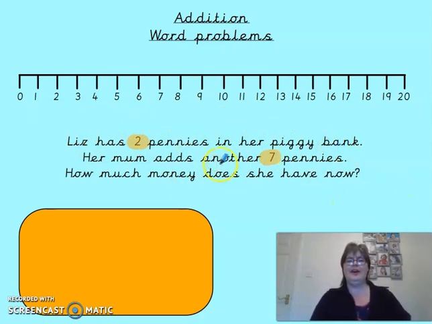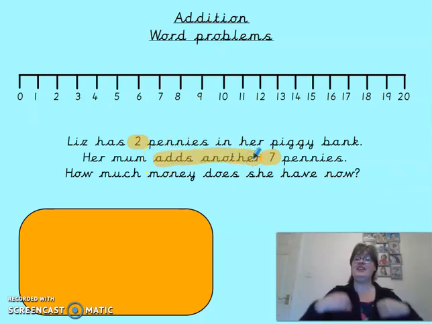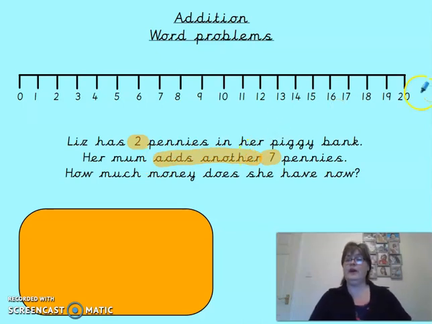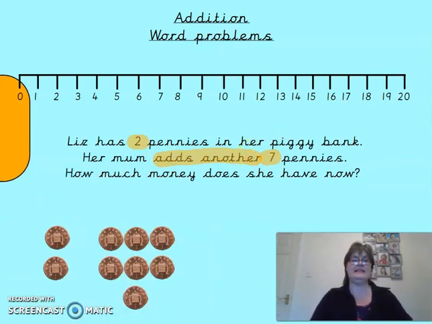Did you spot it? Her mum adds another 7. So she gives her more. She adds more. Okay, so let's have a look at her pennies. So here are Liz's pennies, and here's the 7 that her mum adds.